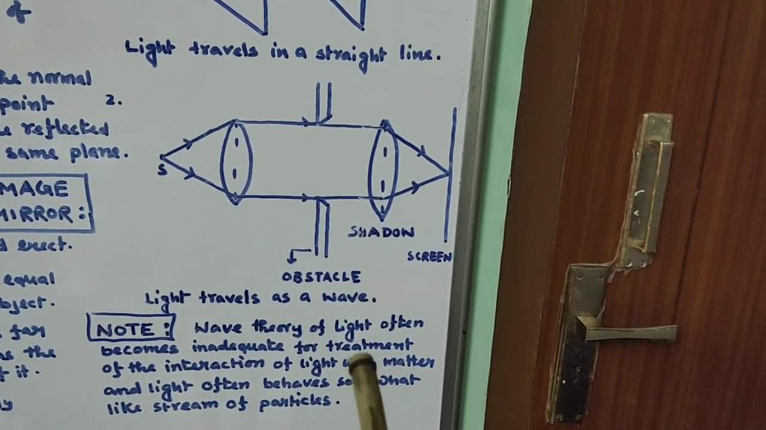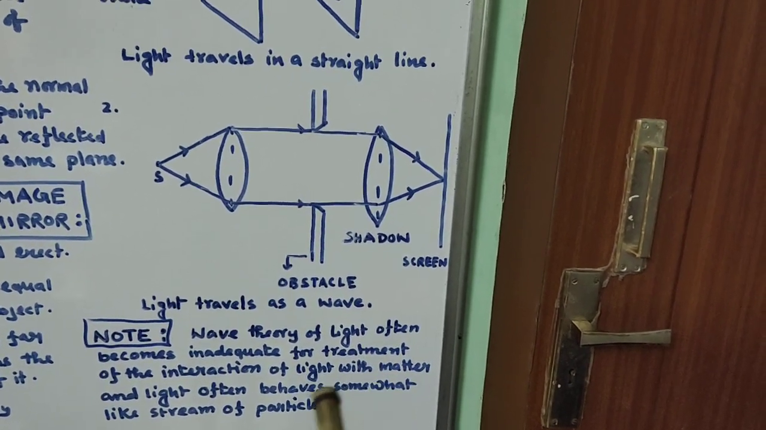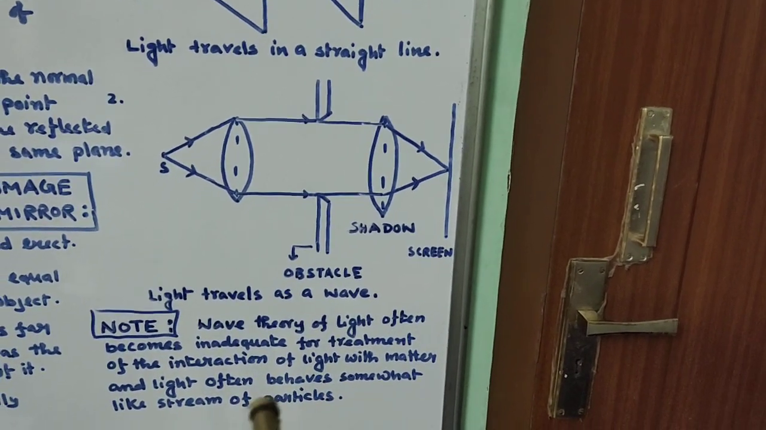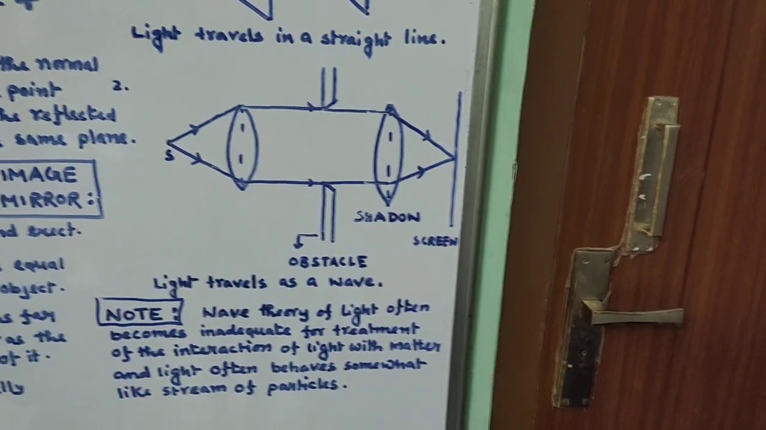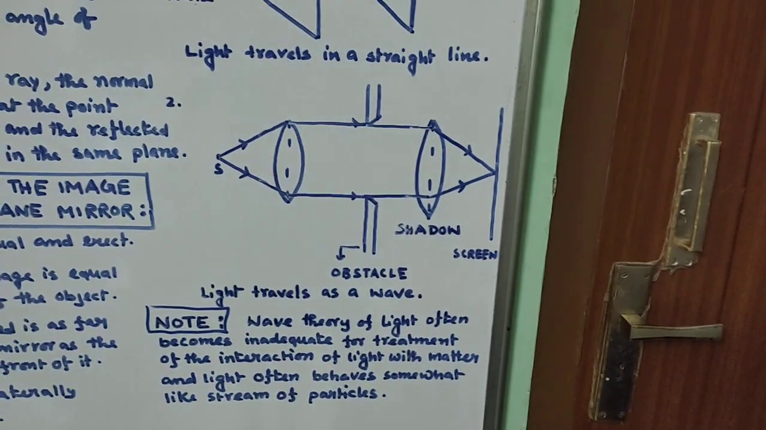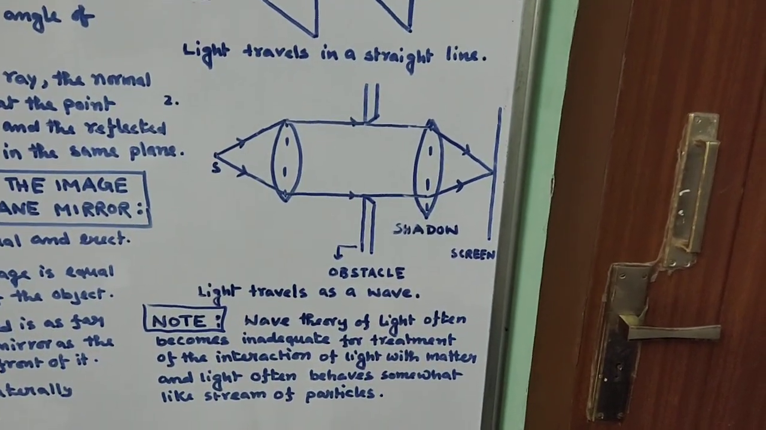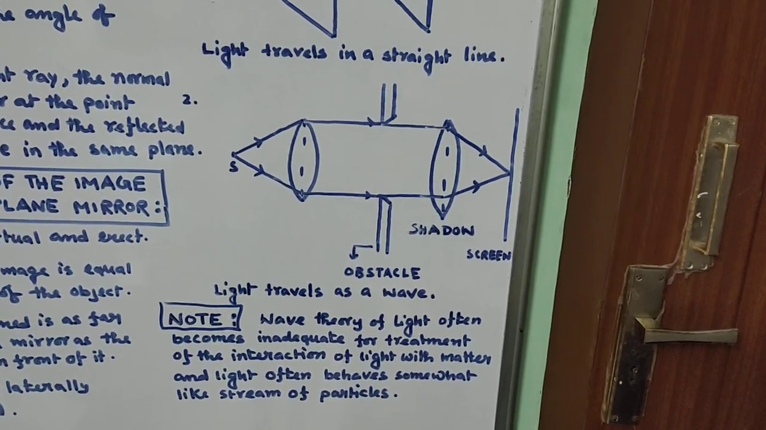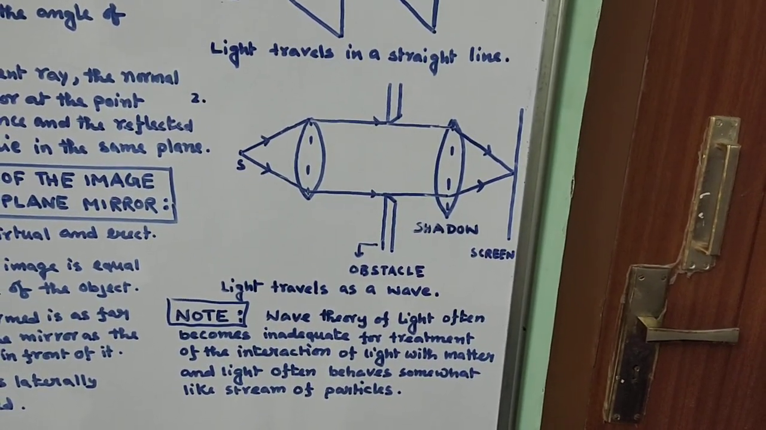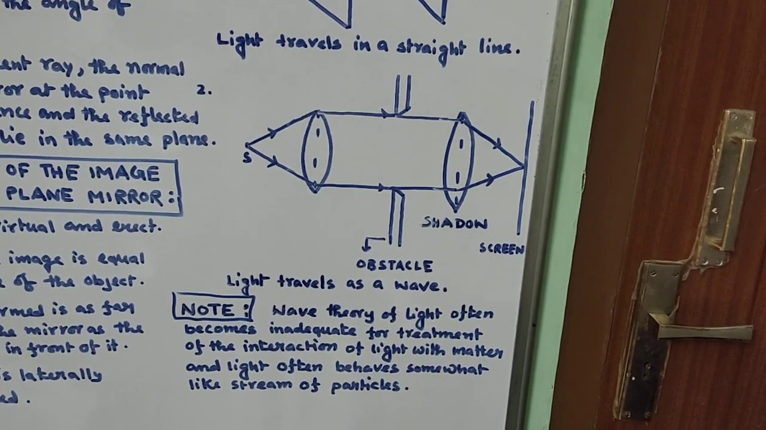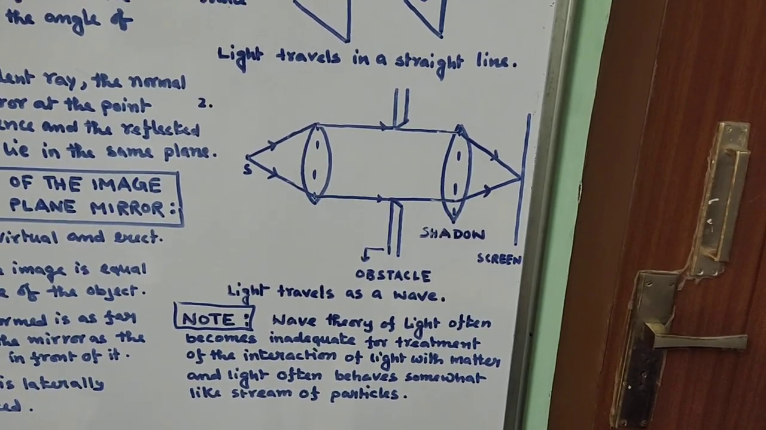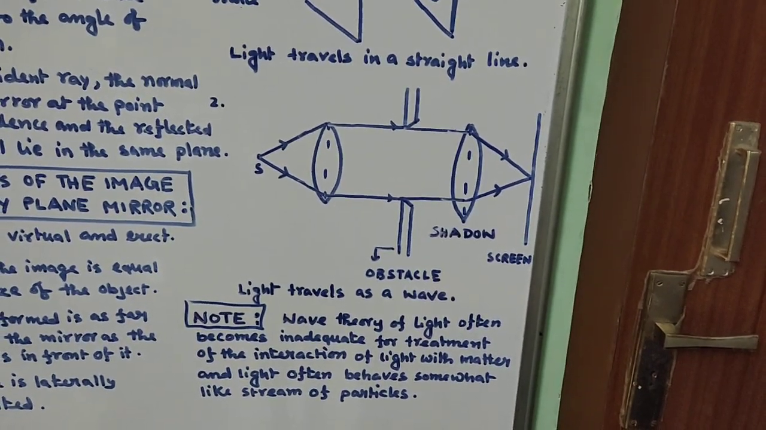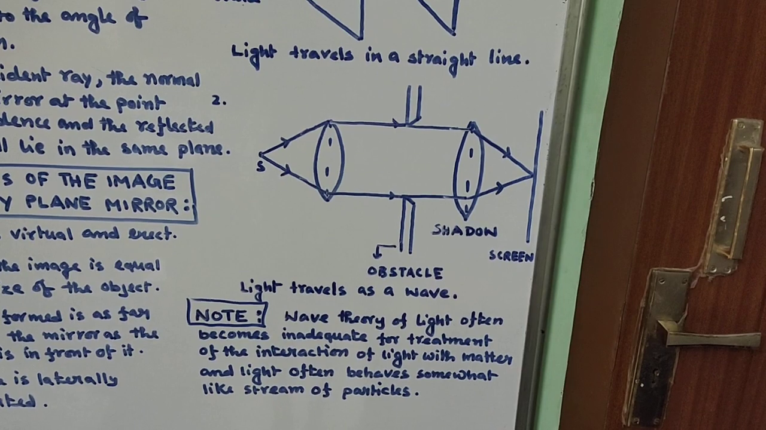So this wave theory was further modified, and later on it came that light often behaves somewhat like a stream of particles, and those particles are nothing but photons. More of this you will get in higher classes, and this gives the origination of Einstein's theory of photoelectric effect. You will get this later on when you are in class 11 or class 12.